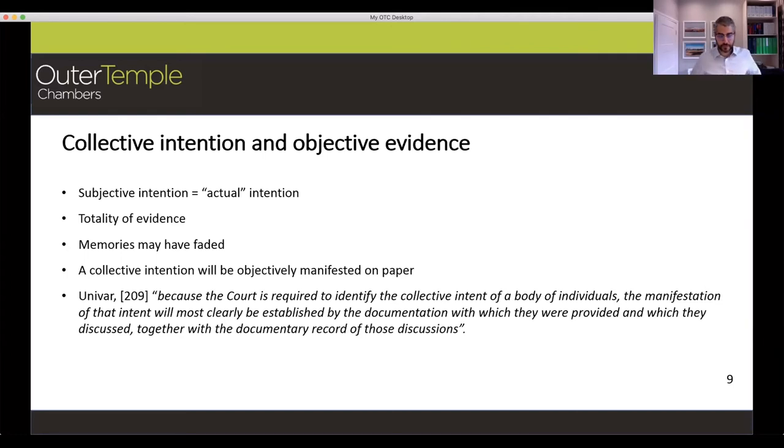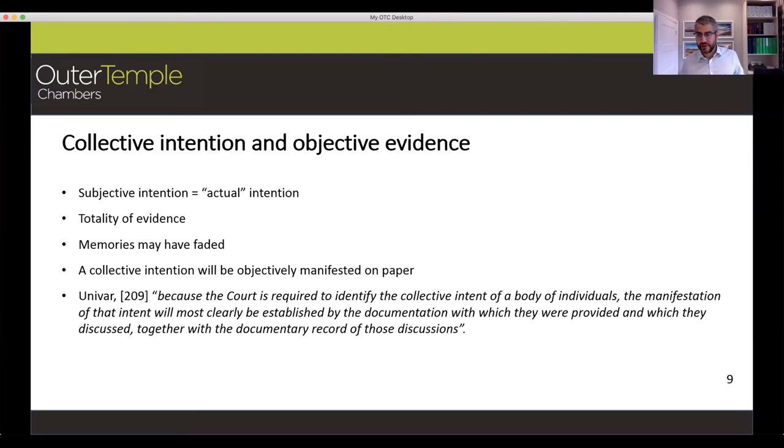Because the court is required to identify the collective intent of a body of individuals, the manifestation of that intent will most clearly be established by the documentation with which they were provided and which they discussed, together with the documentary record of those discussions. So his point is really, you can't have a collective intention unless it is objectively manifested on paper in a form which all of the trustees read.